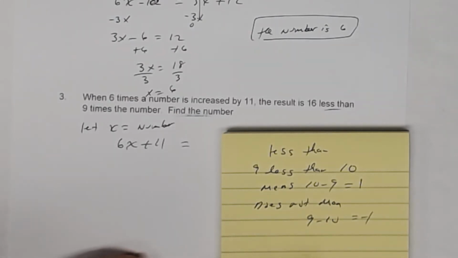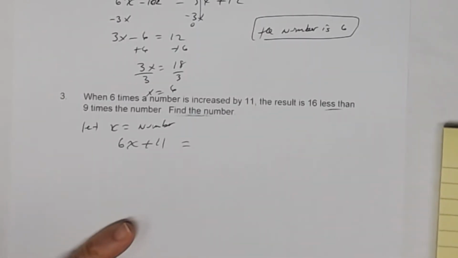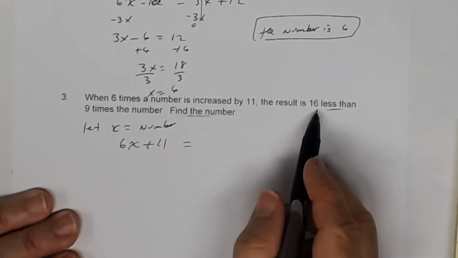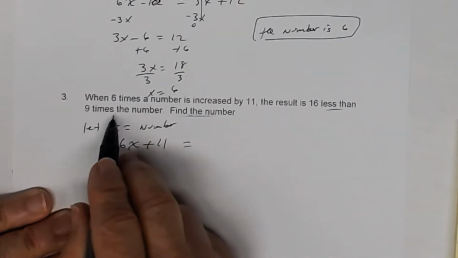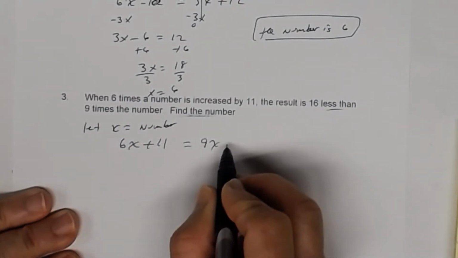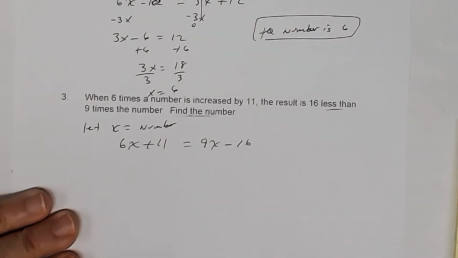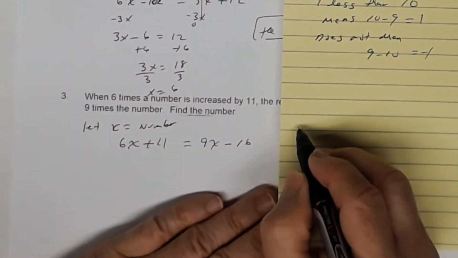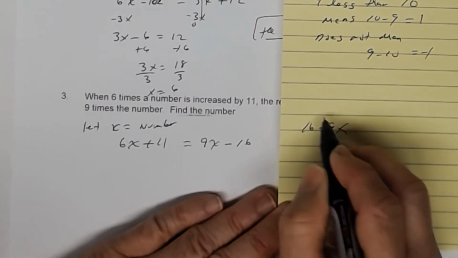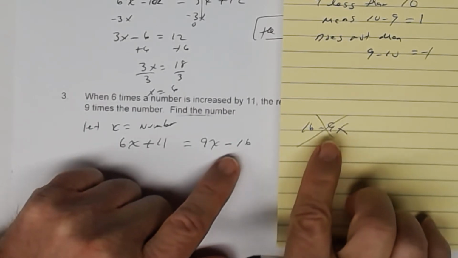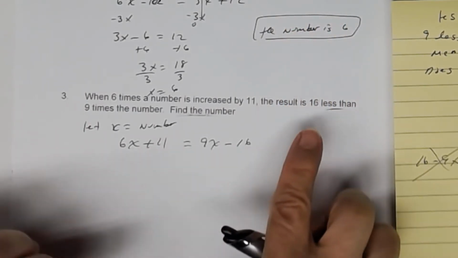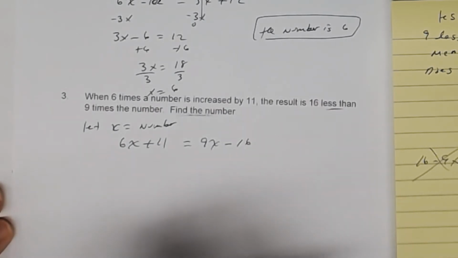So remember, subtraction is not commutative. The order in which you subtract does matter. So for this statement here where it says 16 less than 9 times a number, you can do the 9 times a number first. So that's 9x, and then you can subtract 16. Okay? So don't write 16 minus 9x. That's not correct. So it's 9x minus 16. Subtraction is not commutative. The order does matter. All right, so when you see the word less than, always put it at the end. Okay, now that's the equation.